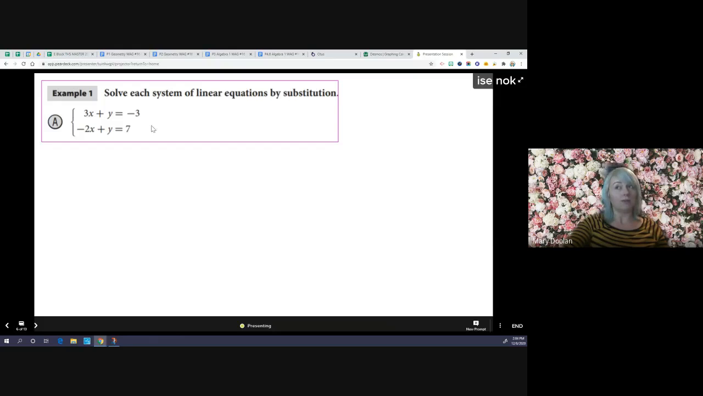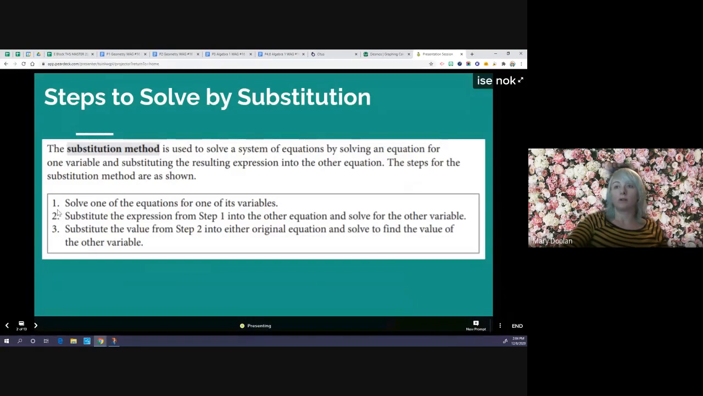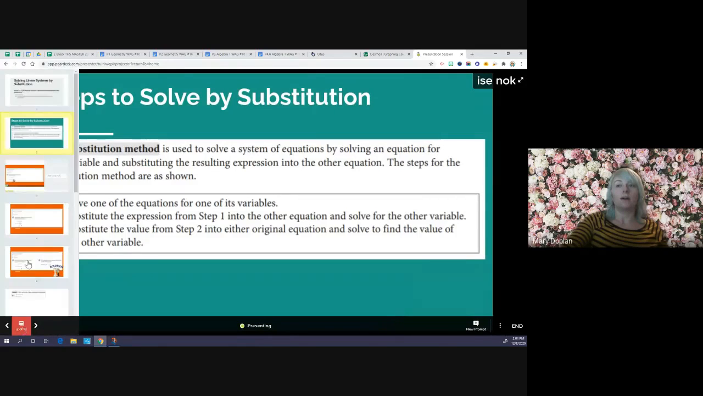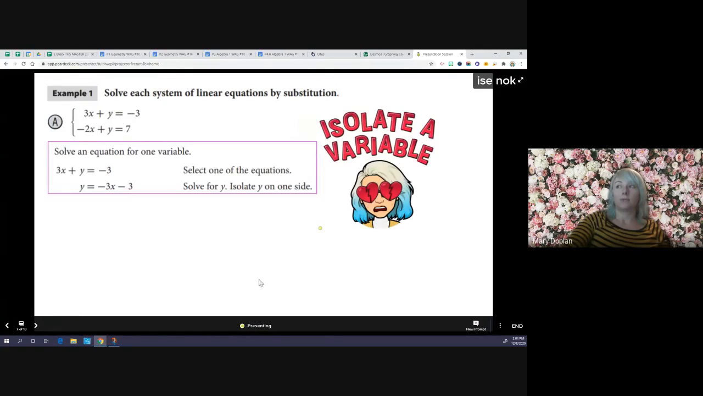It's a system. We have two equations, and the same two variables, x and y, show up. We want to solve this system by substitution, so we're going to go through the steps, which I showed you here. There are 3 steps, and they have Bitmojis to help you remember. Step 1: isolate a variable.